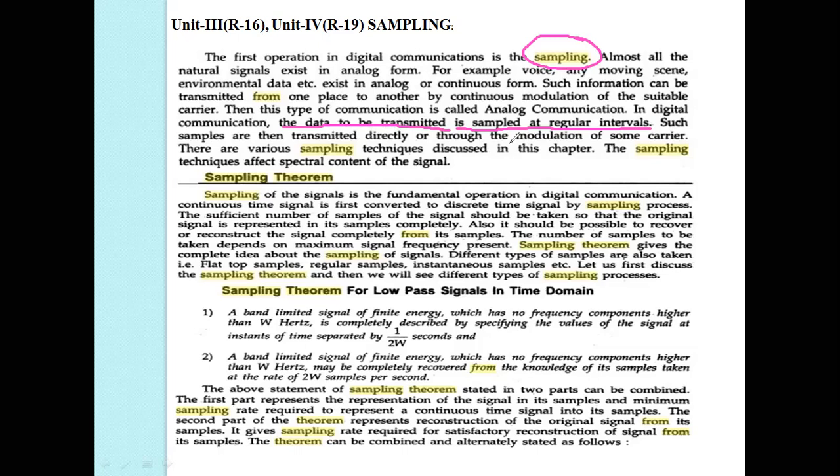Okay, my dear students, a brief description about analog communication and digital communication, and how analog communication is converted into digital. In between these two, we have the sampling, the data sampled at regular intervals. Analog data is converted into digital data. Following this, you see the block diagram of sampling.